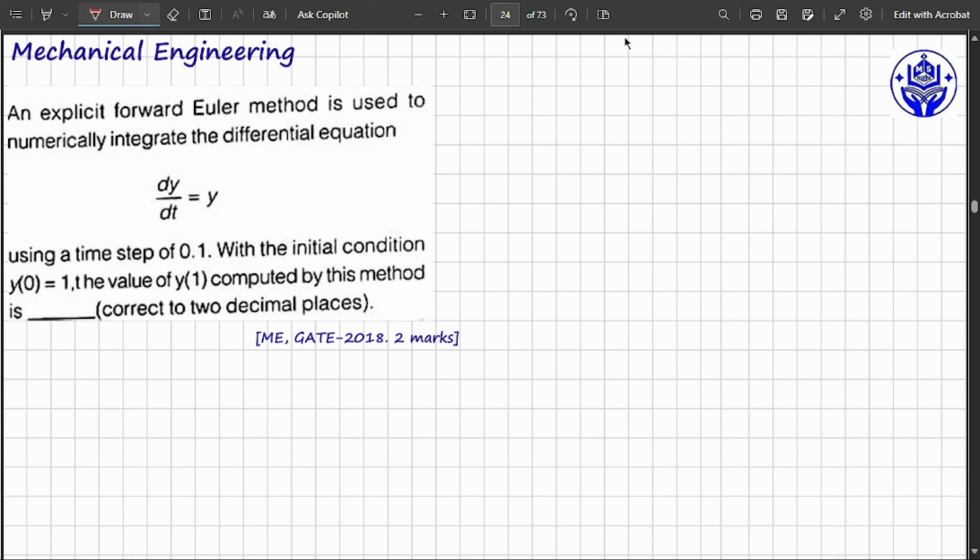Next question is: an explicit forward Euler method is used to numerically integrate the differential equation. It is a simple solution of a differential equation. My differential equation is dy by dt equals y, and step size is 0.1. The initial condition is given as y0 equals 1, and I want to calculate y1, up to 2 decimal places. This is the important part.